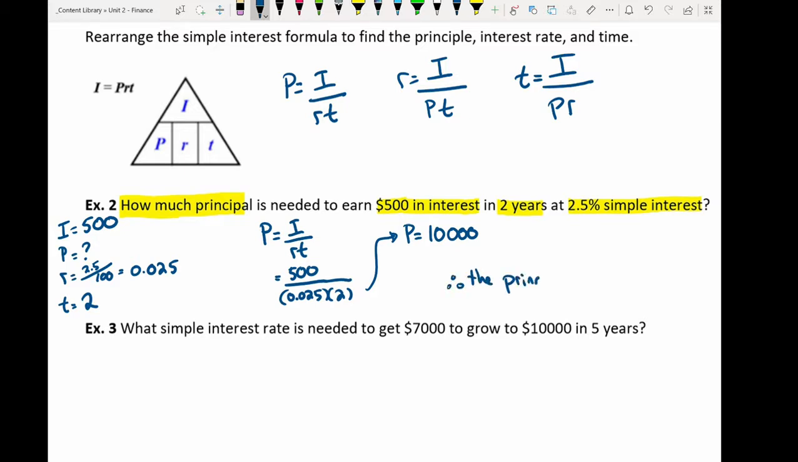So that means, therefore, the principal is $10,000. So I need to have $10,000 in the beginning, or originally, to earn $500 in 2 years.